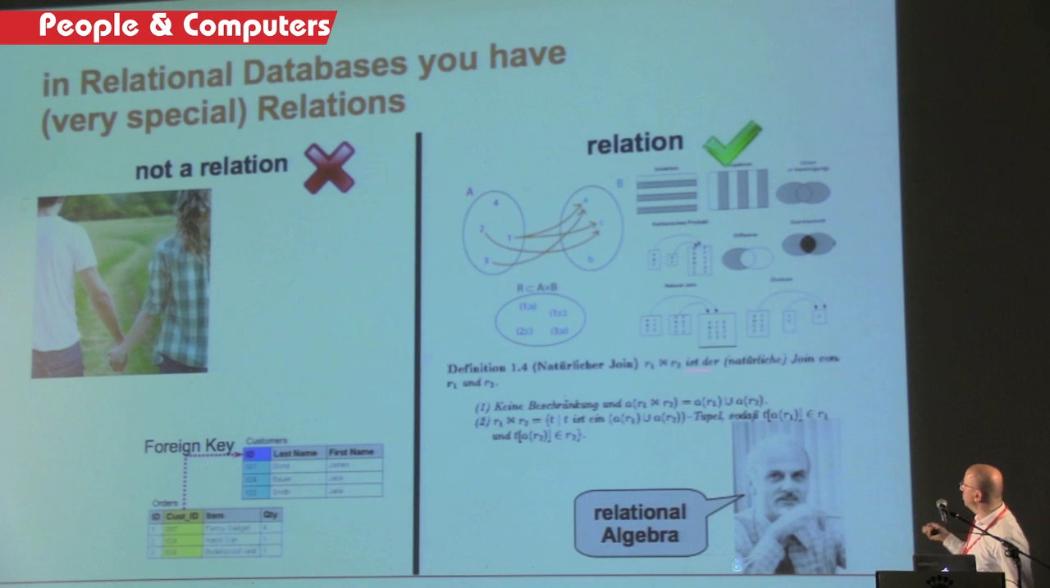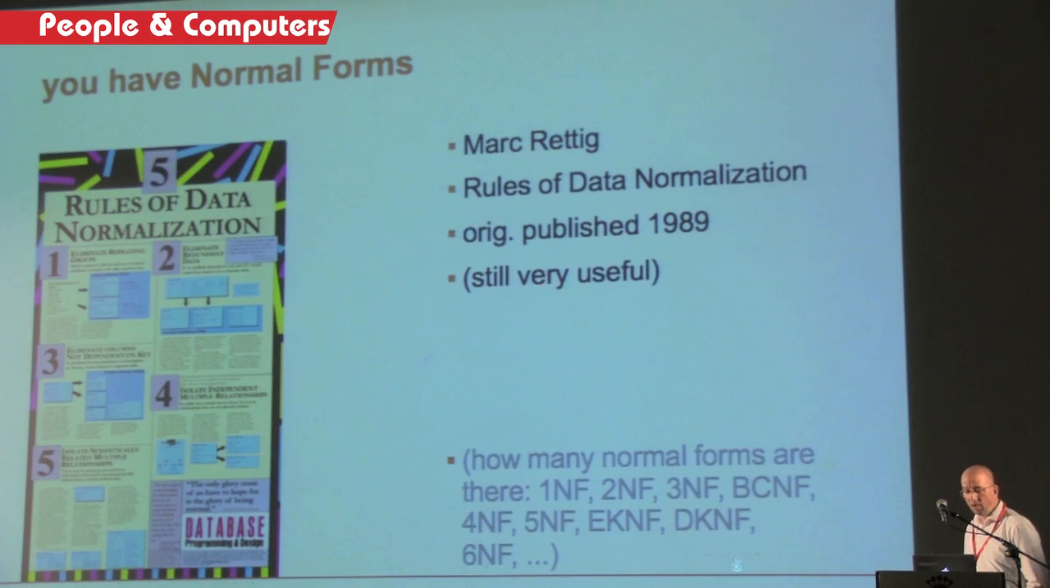And you can define those operations in a very mathematical fashion, and if you do that, then you get a relational algebra. And the guy who says this is called Codd. Thank you very much. It's called Codd, and he invented that, and he's very famous for it. You suddenly have normal forms, and there is a poster defining ways how you normalize your data. It's by Mark Rettig, and it's very useful. Nobody really knows, I think, how many normal forms there are, and you can always come up with new ones.